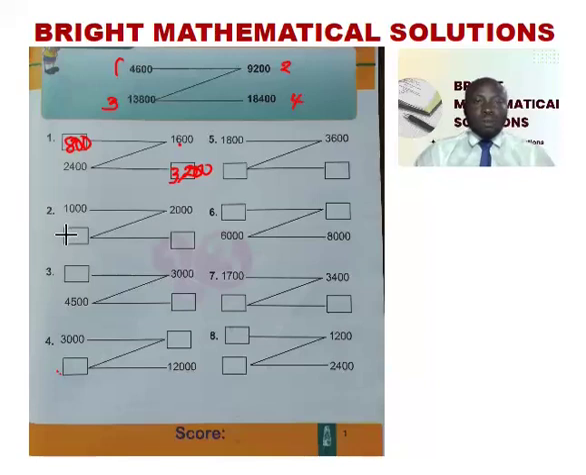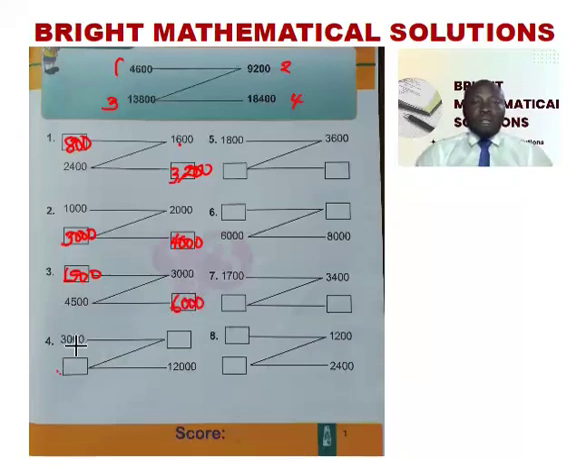So this would be plus 1,000, that is 3,000. If you add another 1,000, this will give us 4,000. So let us move to the next one. The basic here is 3,000. If you divide it by 2, that will give us 1,500. So if you add 1,500 to 4,500, this will give you 6,000.